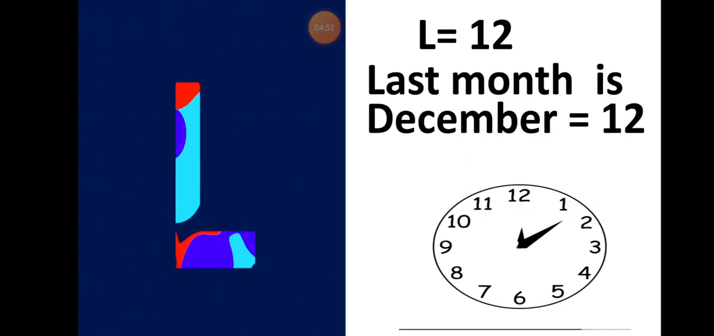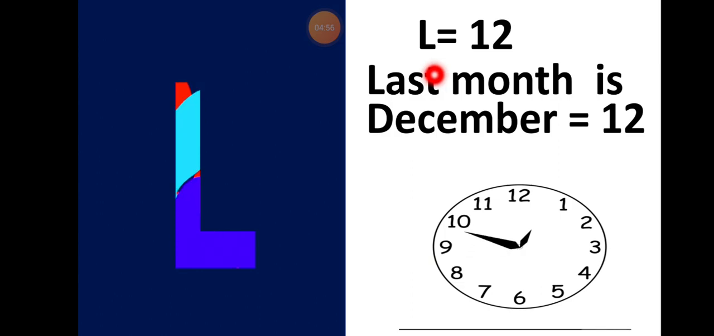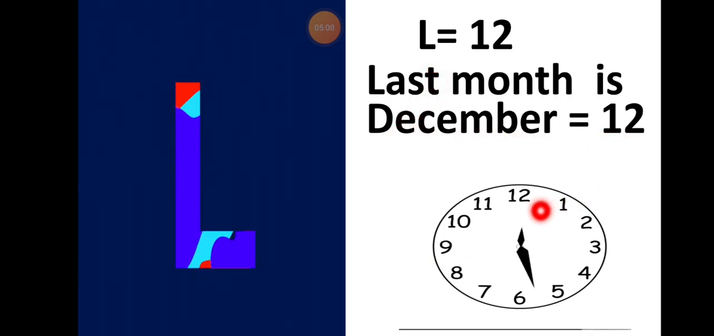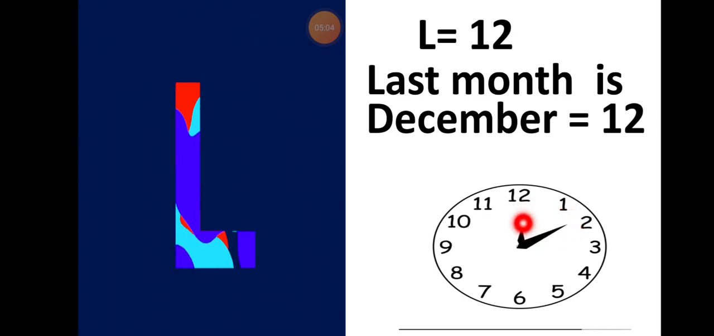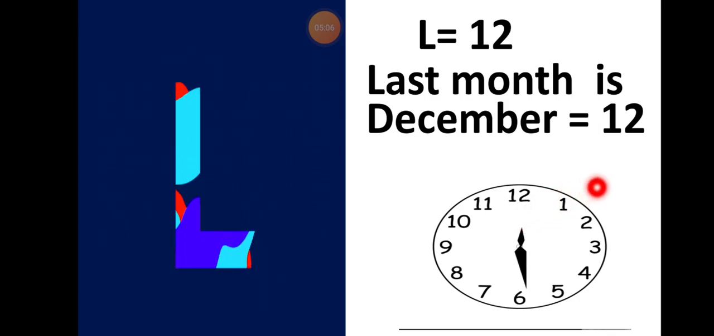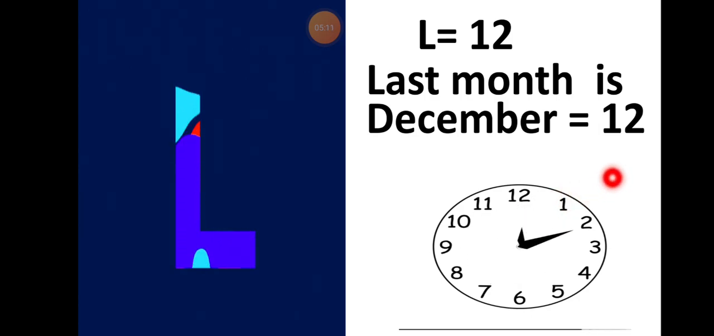L. The value of L is last month. Just think, the last month is December, and the value for December is 12. Or L is last. What is the last number on this clock? That is 12. So L stands for 12 for us. The coding for L is 12, as L stands for last month.